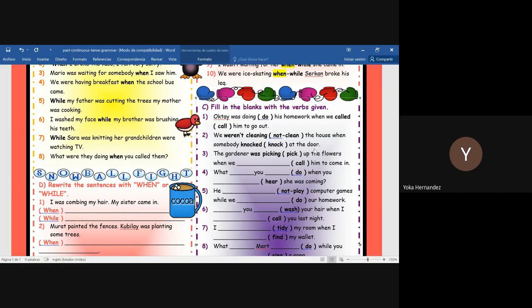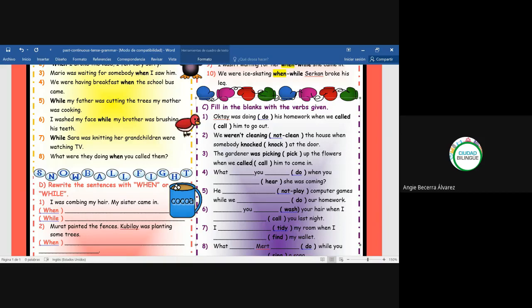The gardener was picking up the flowers when we called him, right? En pasado, called him to come in. Perfect. Very good. So now, number four.